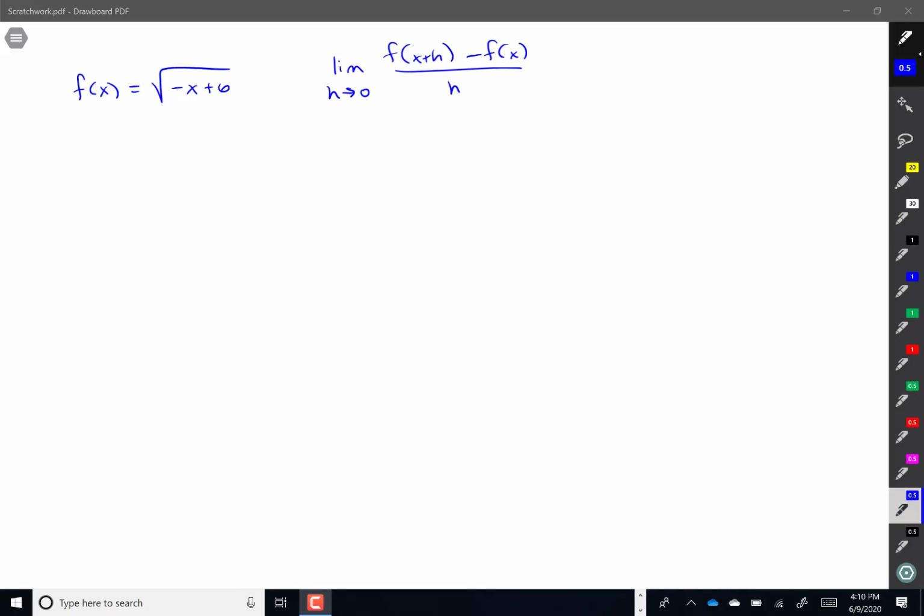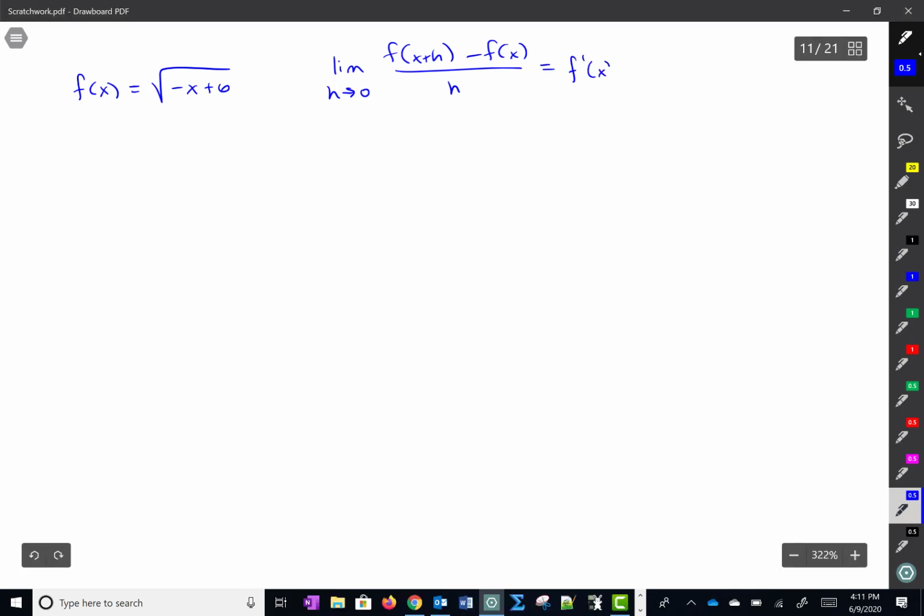All right, in this example, we are asked to find the derivative, which you may recognize as our difference quotient from the past. But this is the same way that we find derivatives. We want to find the derivative of this function, the square root of negative x plus 6. So to do this, the very first step that we need to do is figure out what f of x plus h is. And so I need to just replace x with x plus h in my function and simplify.